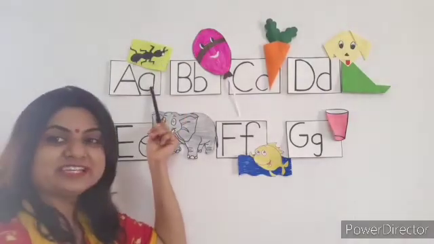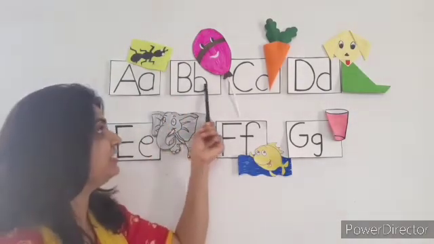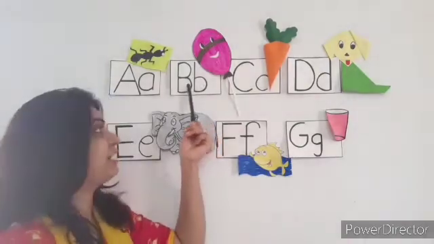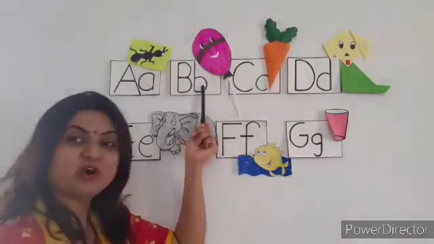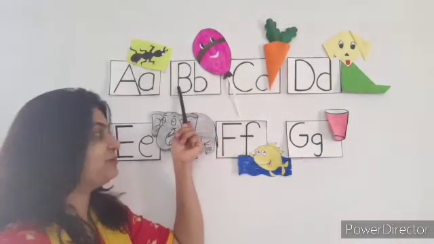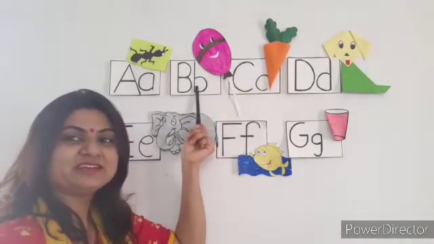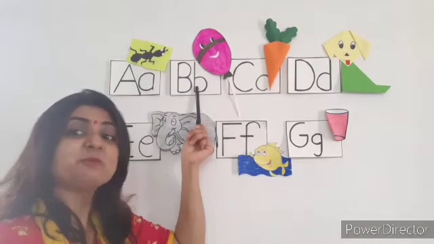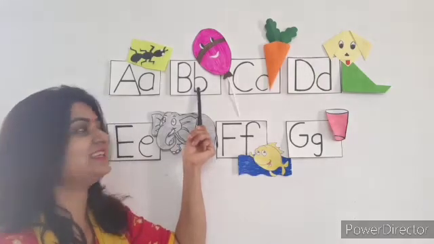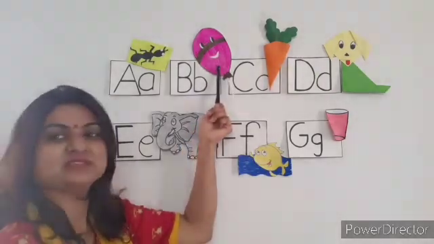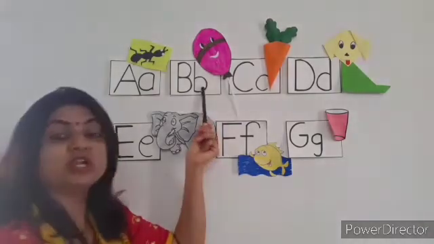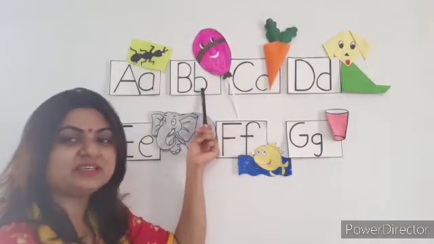What comes after letter A? Letter B. Capital B, small b. Mama B, baby B. Sound of letter B is B. B as in balloon. Now, what comes after letter B?